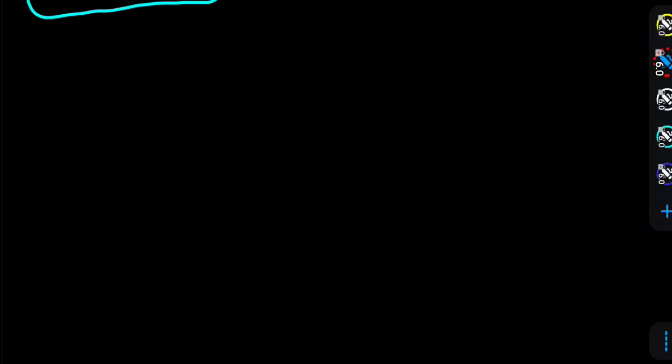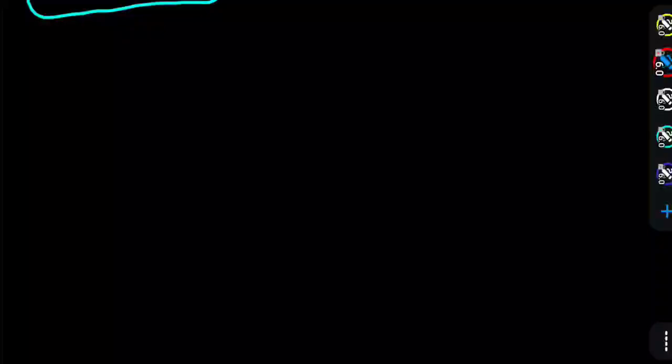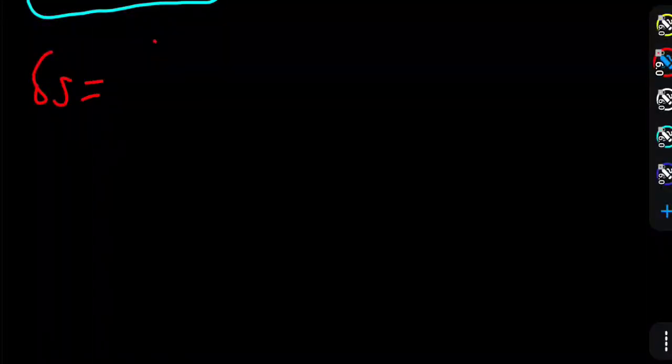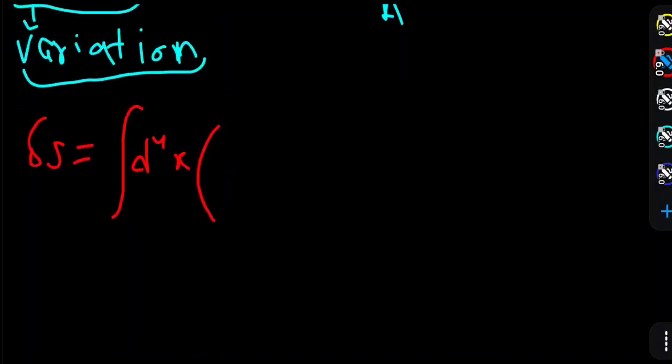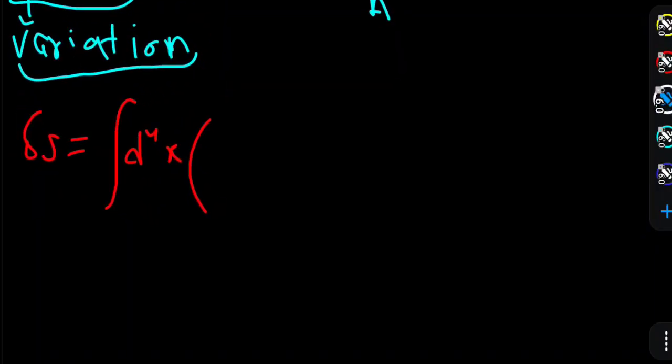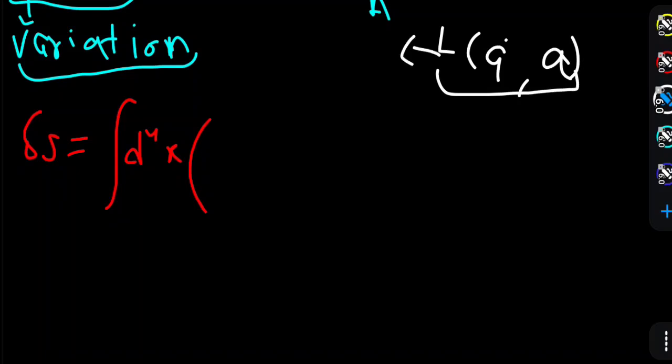Okay, so see how we are going to do this. We have defined the slight variation in S as the integral of d4x, and let's see how we're going to define this. First of all, let me show you one very important thing: the Lagrangian depends upon q dot and q in the general case, where q is the generalized coordinate. But here in quantum field theory, the Lagrangian depends upon, let's say, the field phi and the derivative of the field phi with respect to mu.